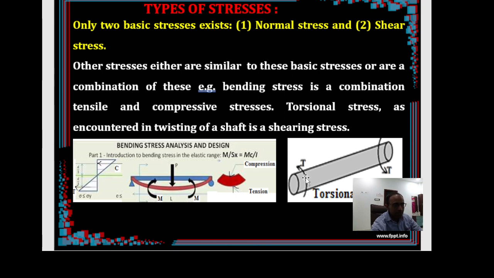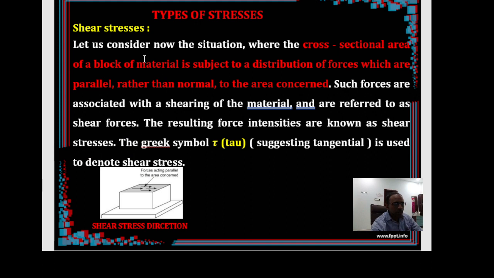Basically it is a shear stress. We will see how it is shear stress, right? Twisting moment also develops shear stress. So let's see the second. We already came across shear stress terms, because in the classification we already mentioned normal and shear stresses.